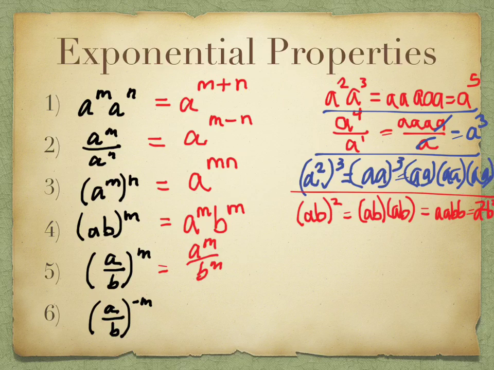Notice it's not just a squared plus b squared, right? That would actually somehow be missing that middle 2ab term. And the same thing happens if we deal with square roots.